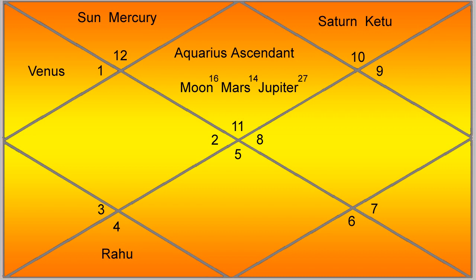You have an Aquarius ascendant with Saturn and Ketu in the 12th house, Rahu in the 6th house, and then you have Moon and Mercury in the 2nd house, and you have Moon, Jupiter, and Mars in the 1st house. And as you see, the degrees of the Moon is at 16 degrees, Mars is at 14 degrees, and Jupiter is at 27 degrees.